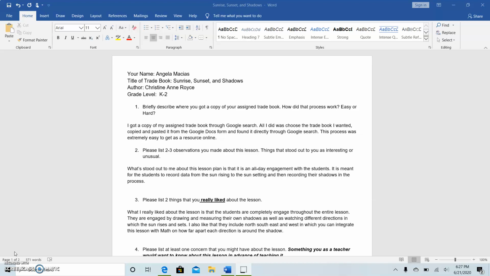The title of the book was Sunrise, Sunset, and Shadows. The author is Christine Ann Royce and the grade level is Kinder to Second.